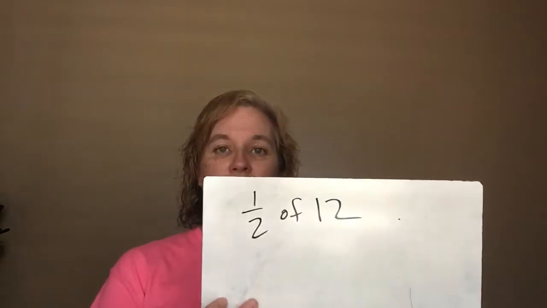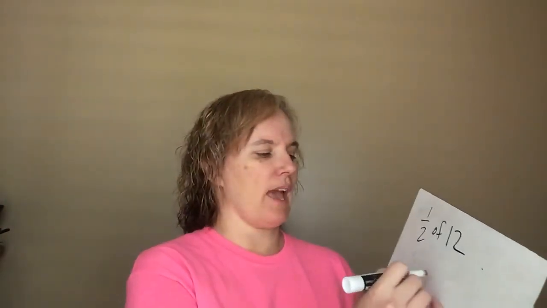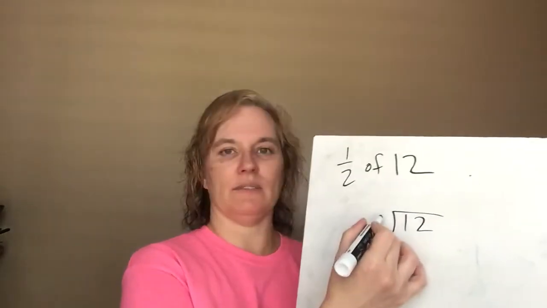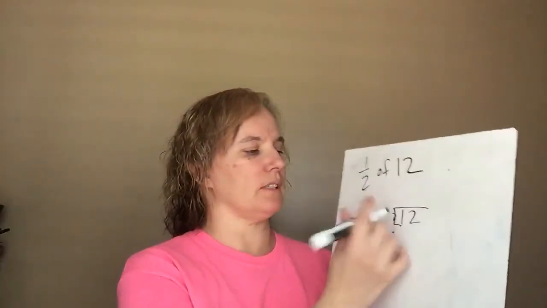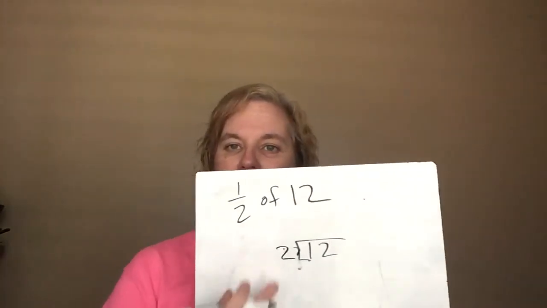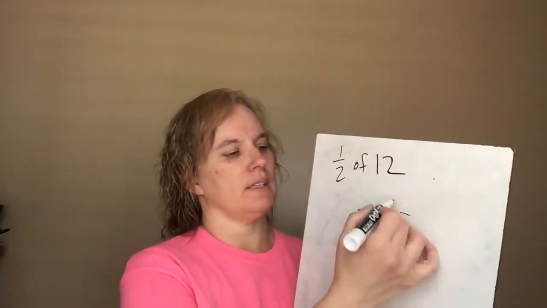If you look on page 187, it shows a picture of 12 leaves. And it says half of 12 means 12 divided into 2 equal groups. And so they circled the first 6 leaves and they circled the second 6 leaves. Another way of saying this is half of 12. And it means the same thing as 12 divided by 2. Oh, I wrote my 2 crazy. 2. How many times can 2 go into 12? 6 times.